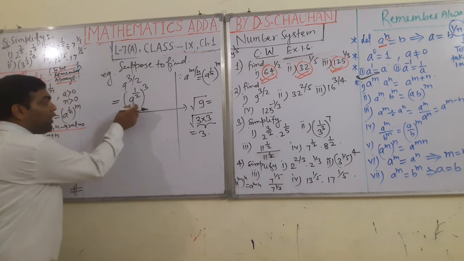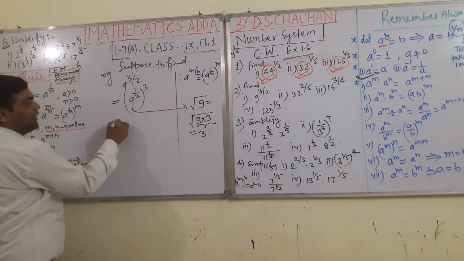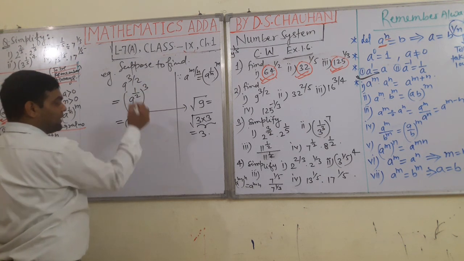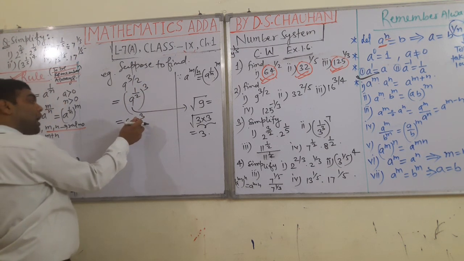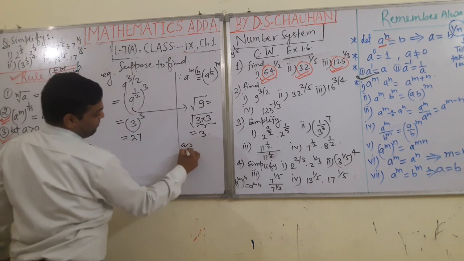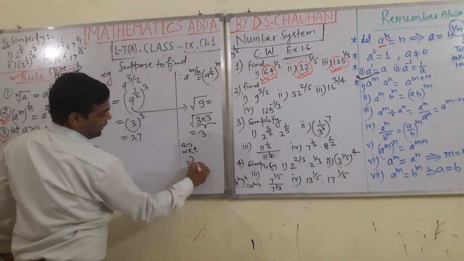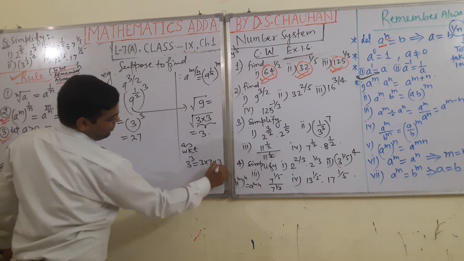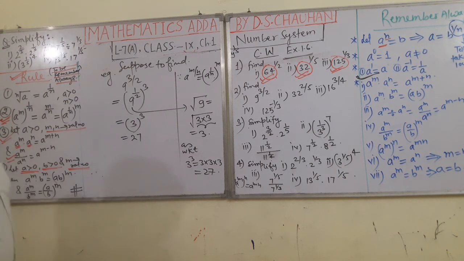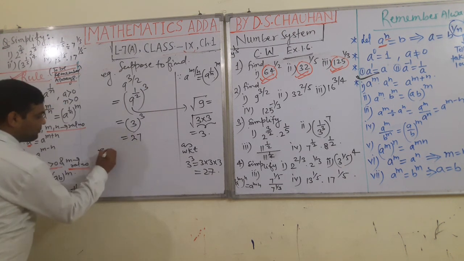So easily we know the square root of 9 is 3, and the power 3 still remains, and we know that the cube of 3 is 27. 3 cube is what? 3 into 3 into 3, it is 27. Easily you are getting this. Now one more question, students.